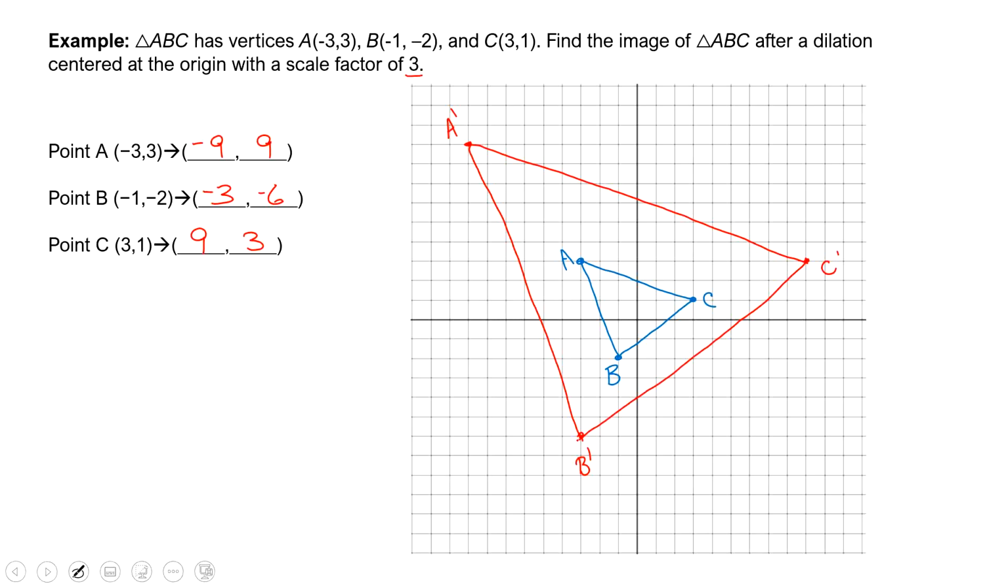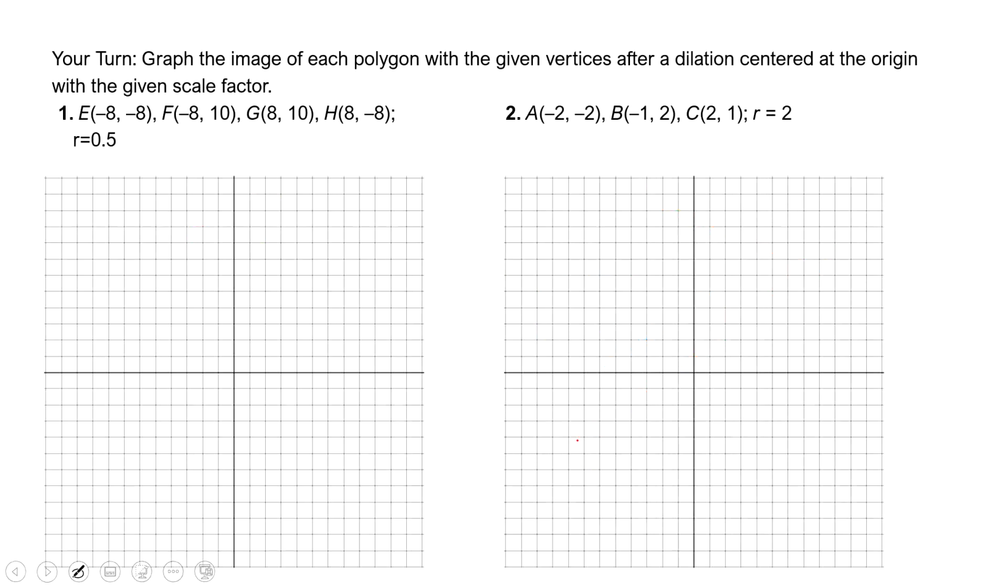Does that make sense? Everybody kind of see that? That's all we're doing with dilations. What's our scale factor? Let's find our new points and plot them on a graph. So here are two for you to try. Again, graph the original figure, figure out what the new points are, and then graph your new image as you go through. What I'm going to do is have you enter the new points for the shape in the Edpuzzle, and then come back and check and see how you did.